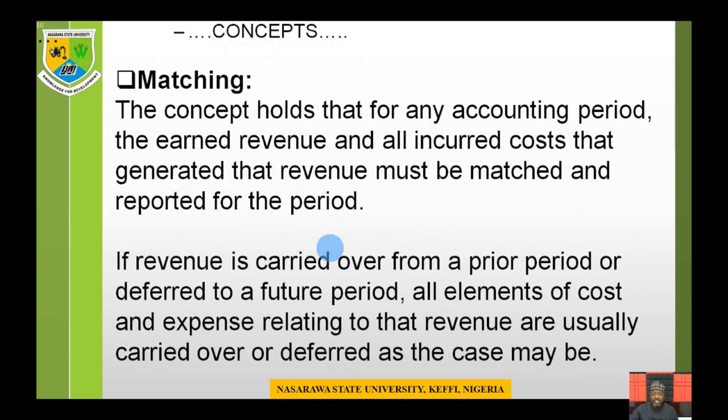The next one is the matching concept. The concept holds that for any accounting period, the earned revenue and all incurred costs that generated the revenue must be matched and reported for that period. What that means is that it is believed that for you to have revenue, you must have incurred a particular cost, and because of that, you are to match the revenue generated with the cost that was incurred to generate such a revenue.